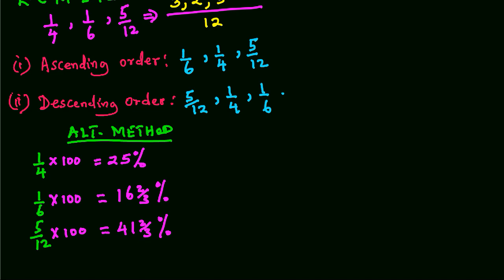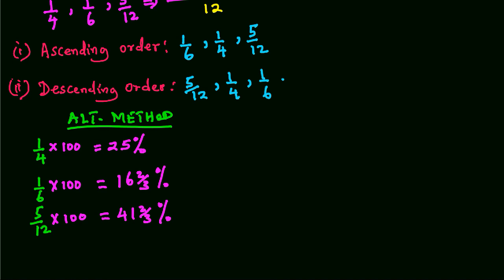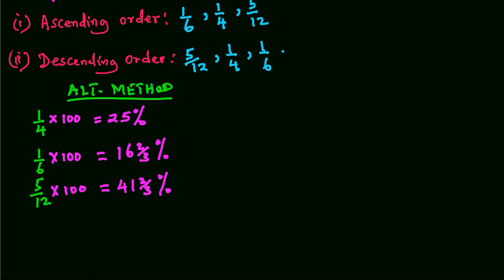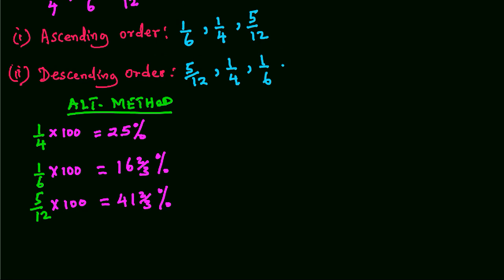So in this case, the one with the highest percentage is the greatest, and that with the smallest percentage is the least or the smallest. So in this case again, we are going to find that in ascending order it will take the order 1/6, a quarter, 5/12, and in descending order it will take 5/12, 1/4, 1/6.